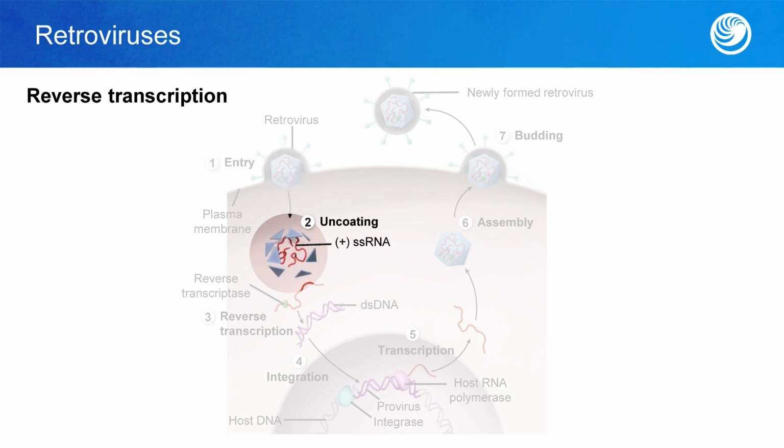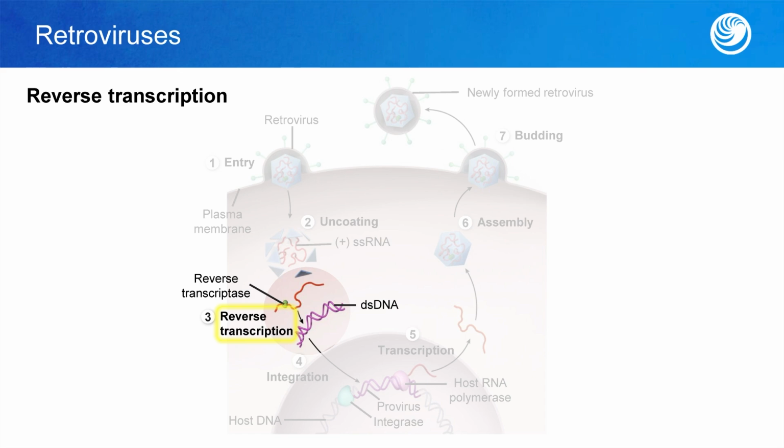And like any other animal virus, once inside the cell, the virus must be uncoated, which allows for the release of the ssRNA from the retrovirus. And from this point, things become a bit more interesting. Once in the cytosol, the ssRNA is transcribed by a virally encoded enzyme called reverse transcriptase, which uses the RNA as a template to create a new dsDNA.